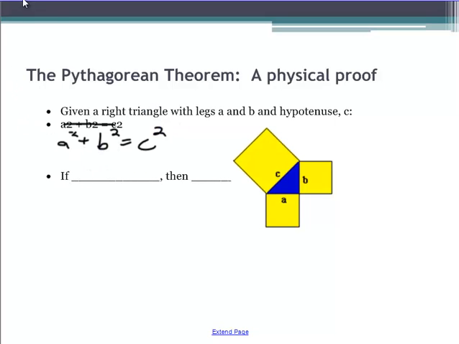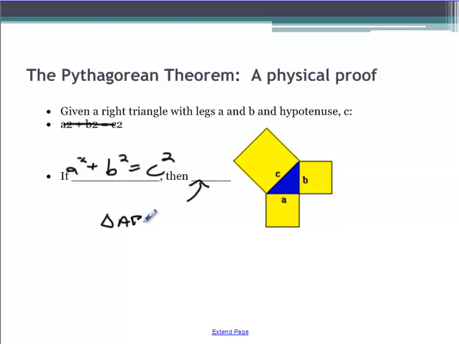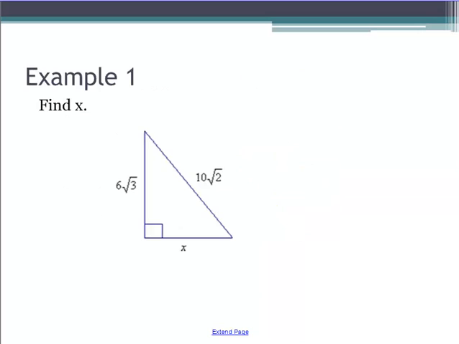So if A squared plus B squared equals C squared, then triangle ABC is a right triangle. And for all right triangles, it has to be true that if A squared plus B squared does actually equal C squared in terms of area, then it actually is a right triangle.